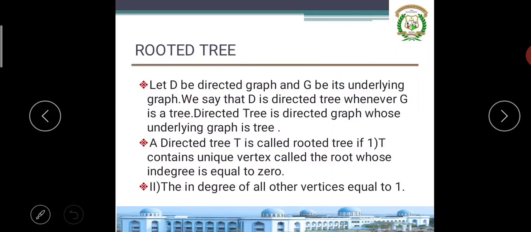What is a rooted tree? Let D be a directed graph, G be the underlying graph. We say that D is a directed tree if G is a tree. A directed tree is a directed graph whose underlying graph is a tree. A directed tree is called a rooted tree if, first, T contains a unique vertex called root, whose in degree is equal to 0. Second, the in degree of all other vertices is equal to 1. That is called a rooted tree.